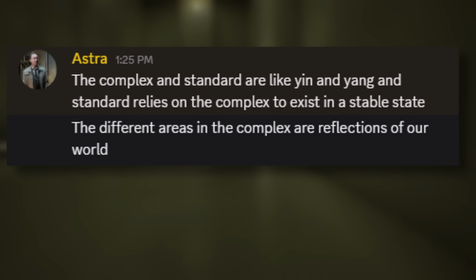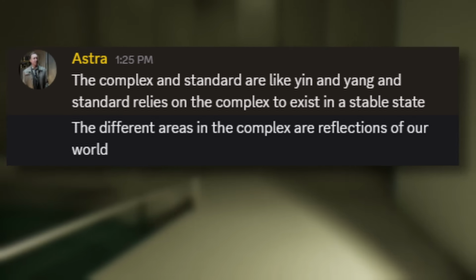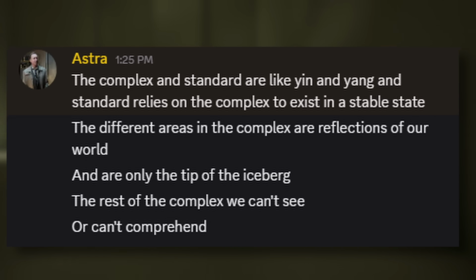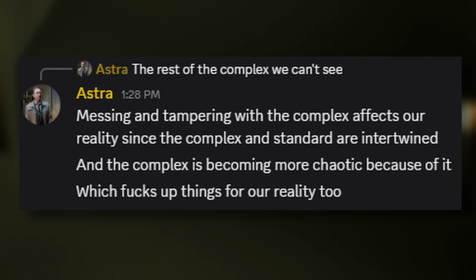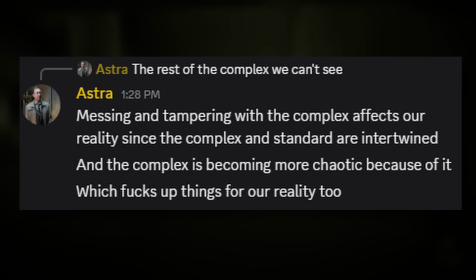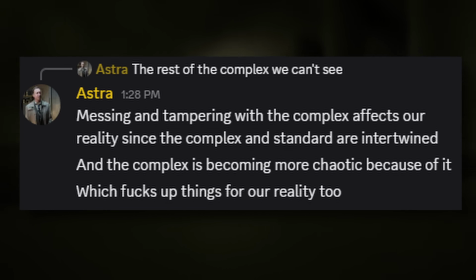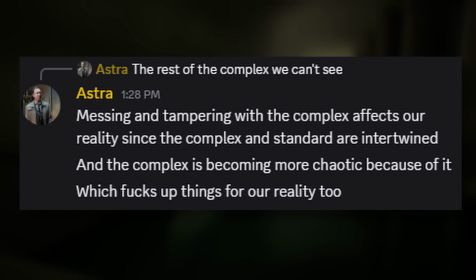Astra then goes on to discuss that the different areas of the complex we see are actually reflections of standard, and other sections of the complex are either unseen to us or incomprehensible, or they just don't exist yet. They also speculate that messing and tampering with the complex will affect standard as well, since they're both intertwined. And this intertwining effect is making the complex more chaotic and unstable, which by extension begins to plague standard.